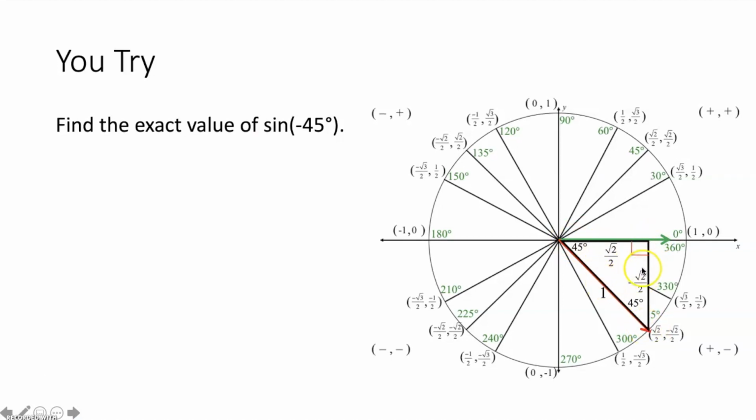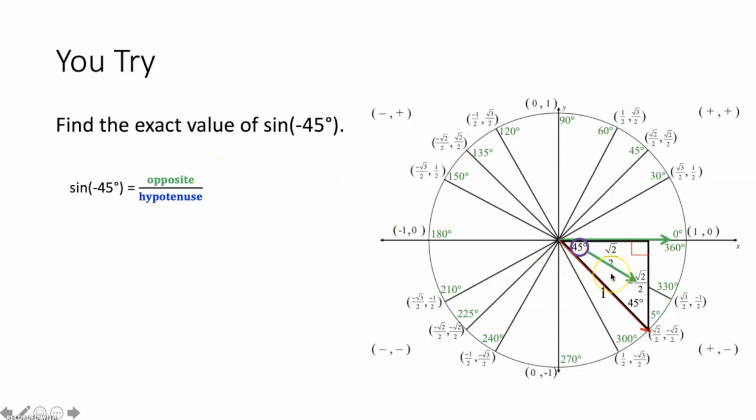Now that we have successfully labeled all the sides of this right triangle, we can evaluate the sine of negative 45 degrees. Because remember, sine is just equal to the length of the leg opposite our given angle over the length of the hypotenuse. Now, which angle are we coming from? Well, we're coming from our reference angle in here, which would be 45 degrees. So from this angle, the length of the leg opposite our given angle is going to be negative rad 2 over 2, so that's going to go in our numerator.